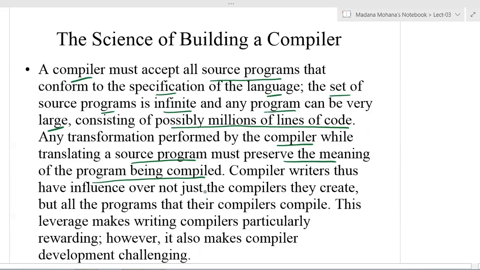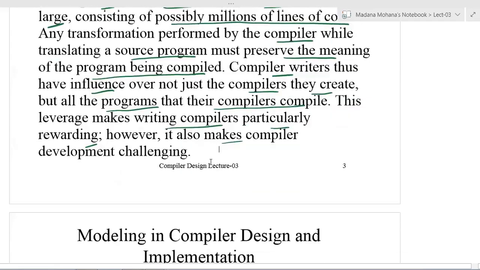Whenever you are translating one form of the source program to another form, the meaning is preserved at the time of translation. Compiler writers have influence not just over the compilers they create, but over all the programs that their compilers compile. This is very important. This leverage makes writing compilers particularly rewarding. However, it also makes a compiler a development challenge. So this is the importance of the compiler while running a program.